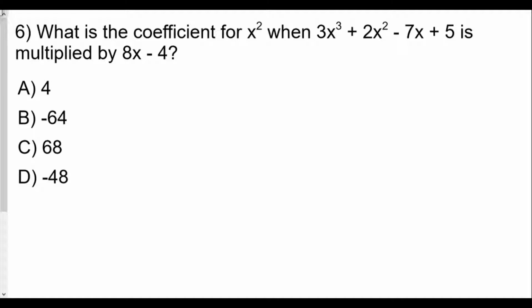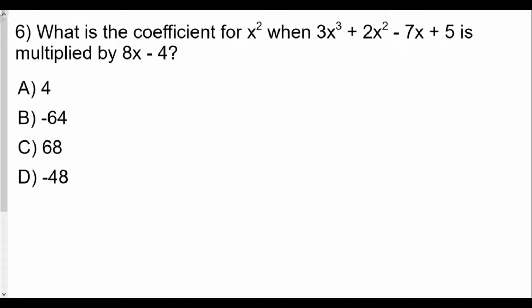All right. So, question number 6: what is the coefficient for x squared when 3x cubed plus 2x squared minus 7x plus 5 is multiplied by 8x minus 4? This is a weird question because, what does it mean, coefficient for x squared? Well, after you multiply everything, what's that number multiplying the x squared term? That's what we're looking for.